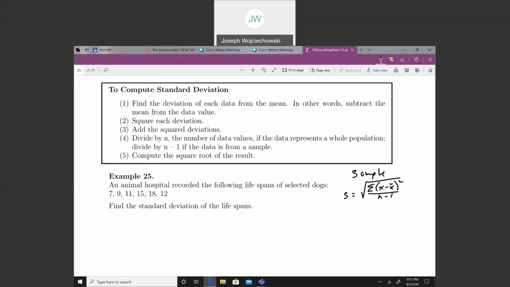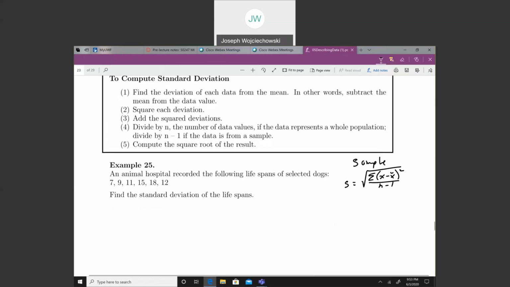So now that's kind of difficult to work with. So here's how we set this up. This is my recommendation. An animal hospital recorded the following lifespans of selected dogs. What we start with is our x values, which are 7, 9, 11, 15, 18, and 12.